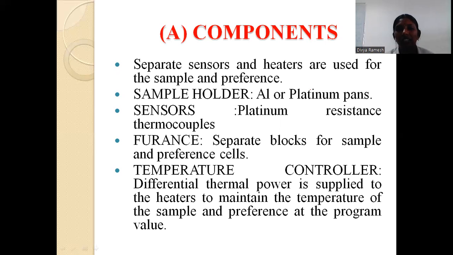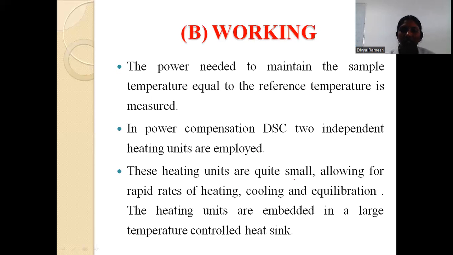Next one is your sensors. The sensors will be made up of platinum resistance, and the furnace will have separate blocks for sample and reference cells, temperature maintenance, and temperature controller. In order to maintain the temperature in both the specimen and the reference, you are in need of some controlling device. That is a temperature control device. Next one is your working.